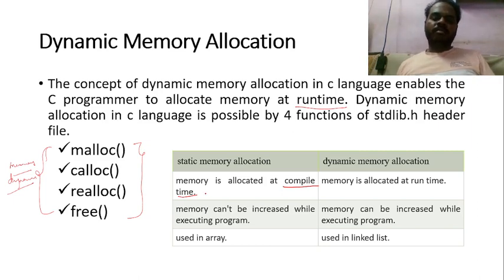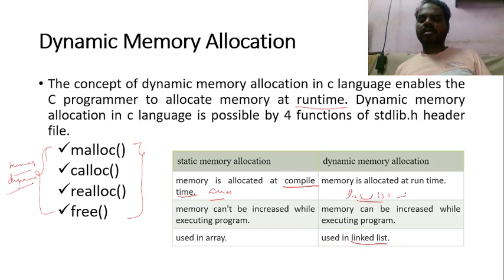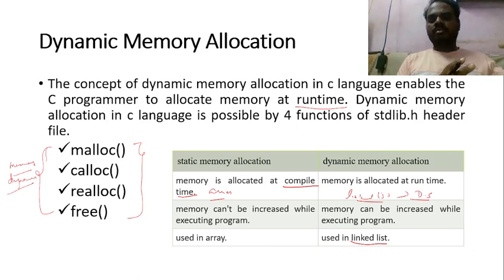A simple example for compile time: we use an array as an example of static memory allocation. For dynamic memory allocation, we use the linked list concept. A linked list is used to allocate memory dynamically, and it comes under your data structures concept. Data structure is about allocating data using different techniques, and it is a separate concept which will come in the next semester.